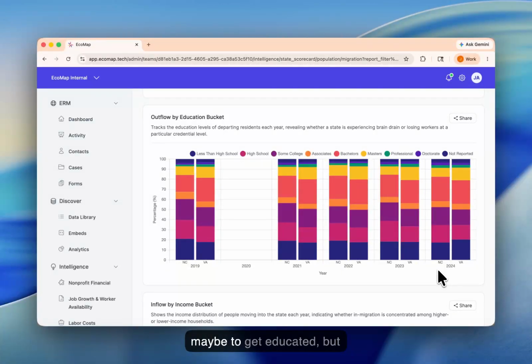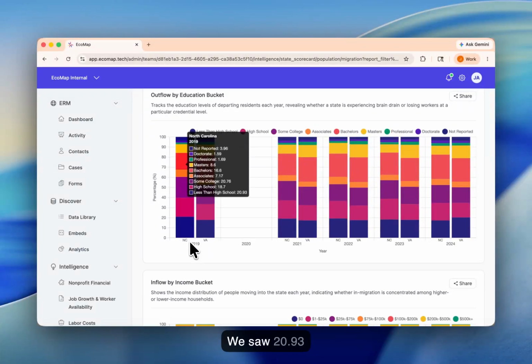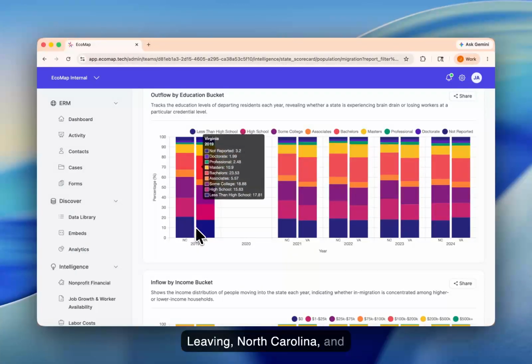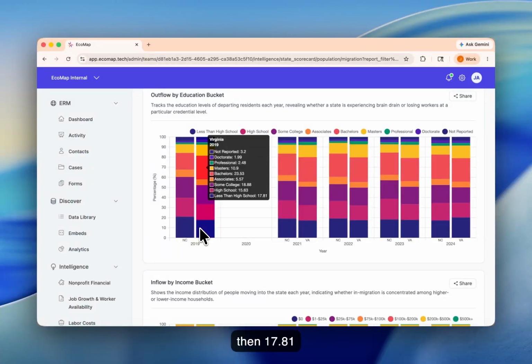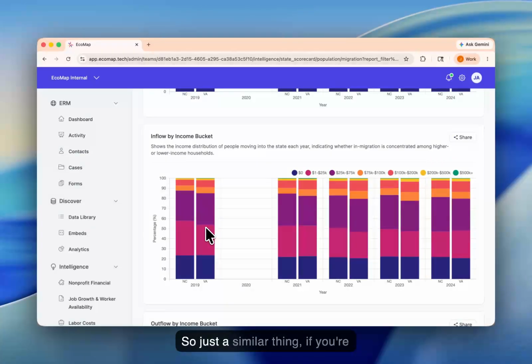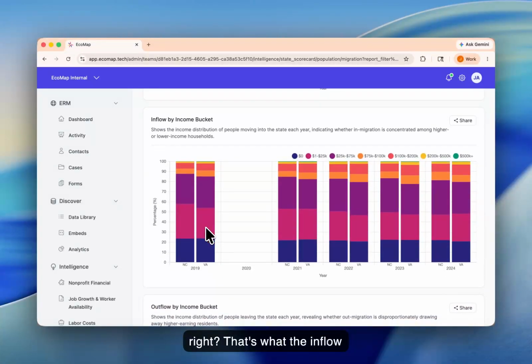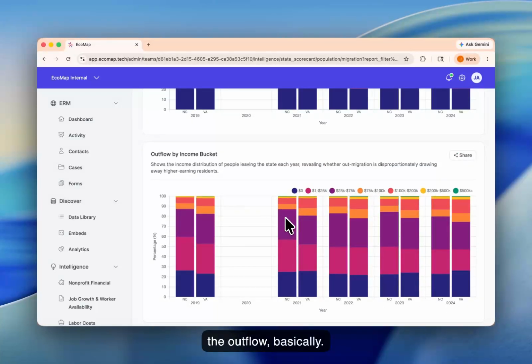People come to your state maybe to get educated, but then they move away, right, because there's no jobs. There's all kinds of implications to these kinds of things. In 2019, we saw 20.93 of less than high school leaving North Carolina, and then 17.81 leaving Virginia. A similar thing if you're interested in whether wealthy people are leaving the state or coming into the state, right? That's what the inflow and outflow by income bucket shows you. And then the same deal with the outflow, basically.